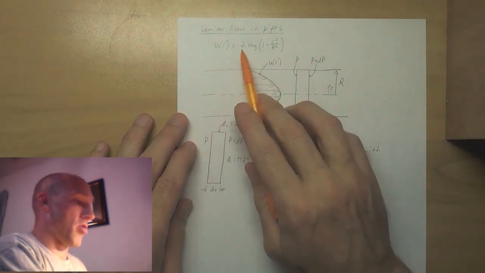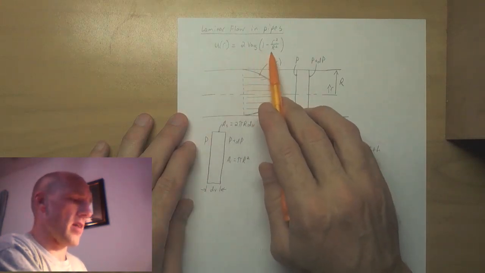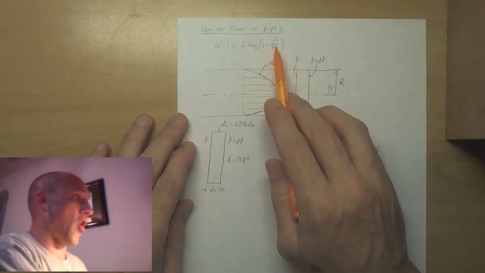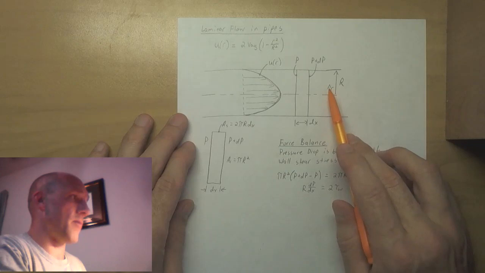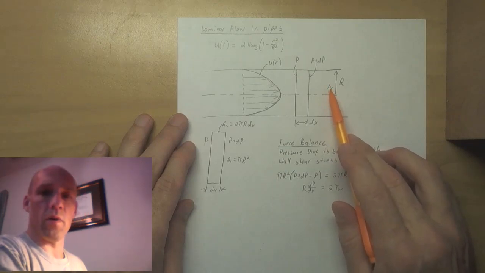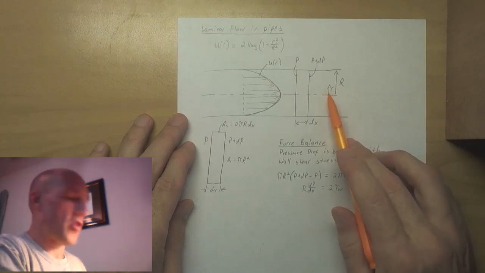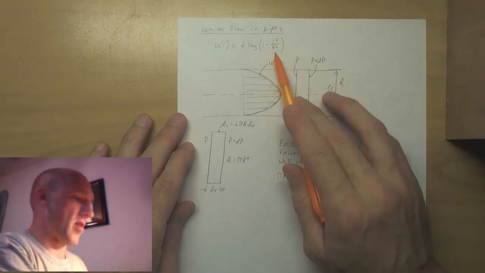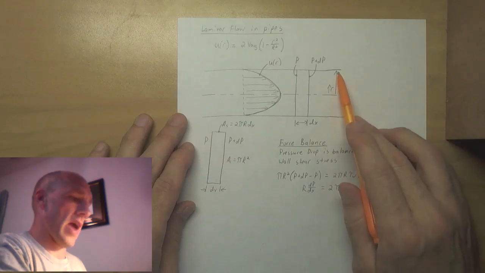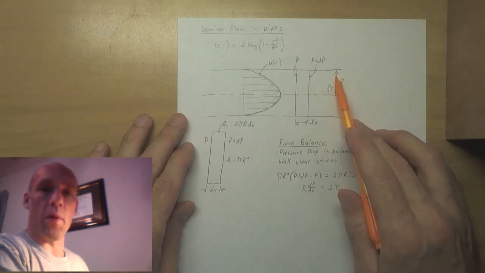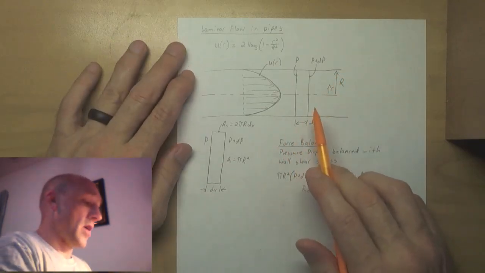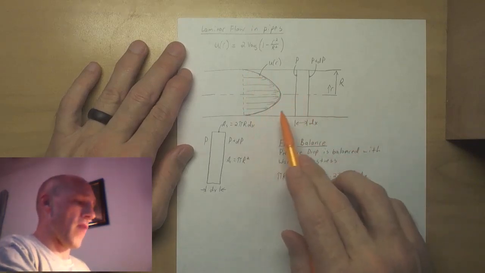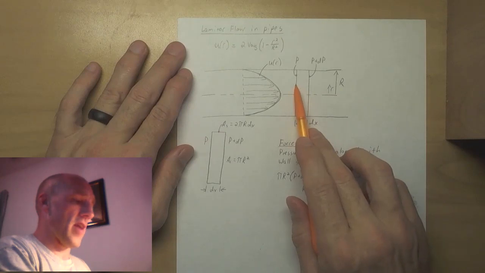Okay, it's 2 times the average velocity times this value here, where r is the radial dimension. We're dealing with cylindrical coordinates here because that makes sense. And capital R is the actual inner radius of the pipe. All right, so we have this parabolic profile.